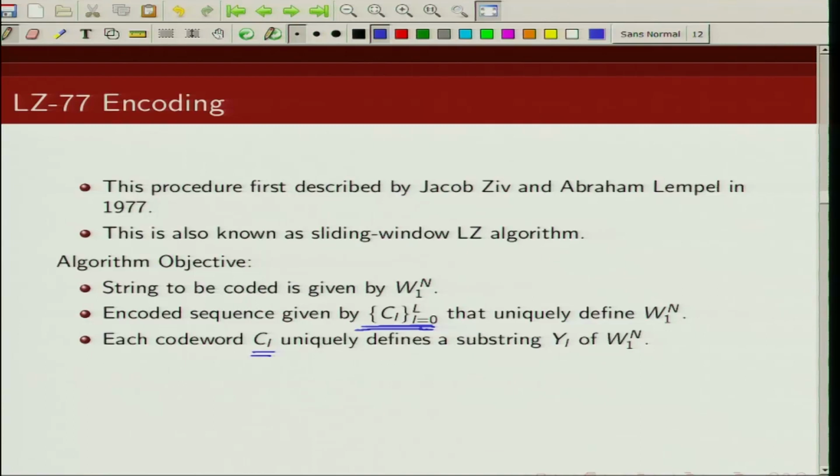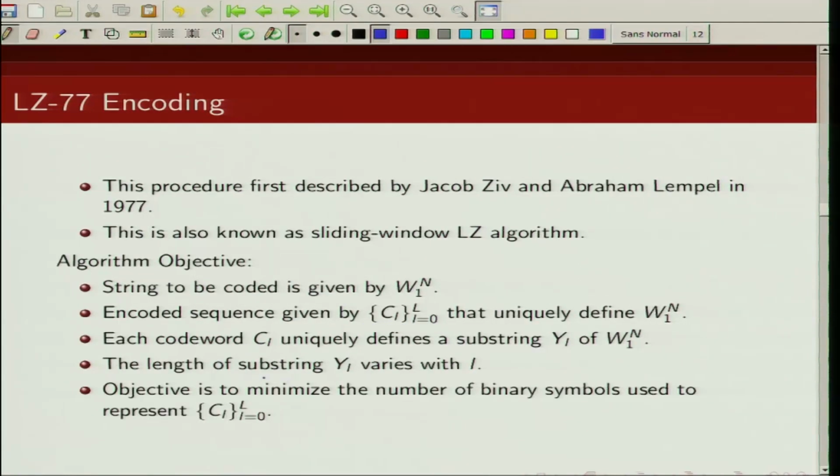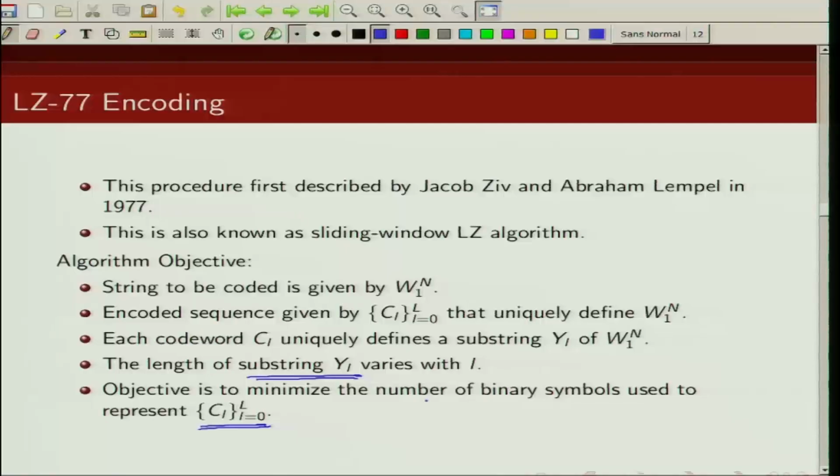CL goes from 0 to L. Now each of these code words CL uniquely determine a substring YL of this block of n bits. The length of this substring is variable, and our objective is to minimize the number of bits required to represent this string. So we would like to minimize the number of bits required to represent our set of code words.